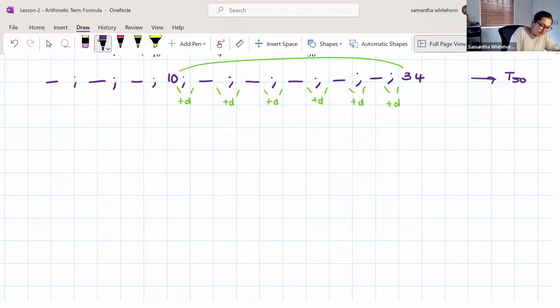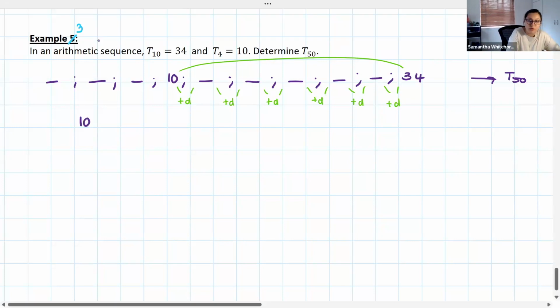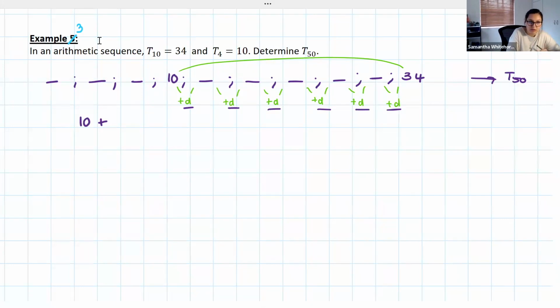So what I know is that if I take my value of term 4, which is 10, and I add 1, 2, 3, 4, 5, 6 differences, I will end up at term 10, which has a value of 34. So I've just set up an equation for myself to work out the differences. 6D is equal to 24. And so the difference is equal to 4.